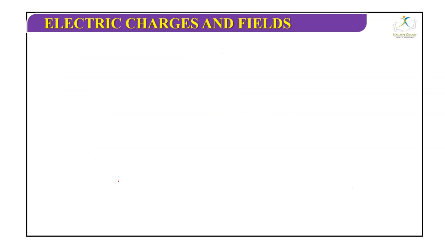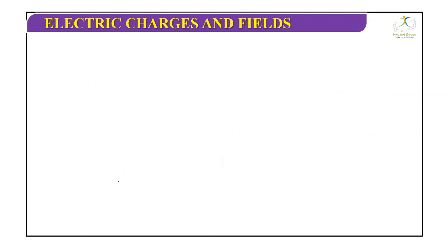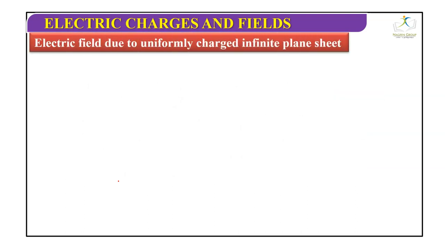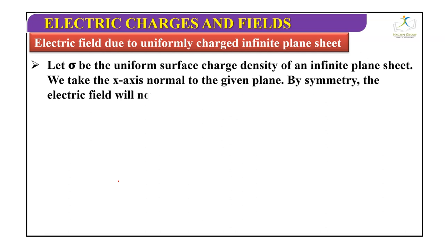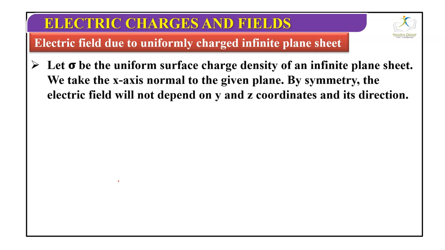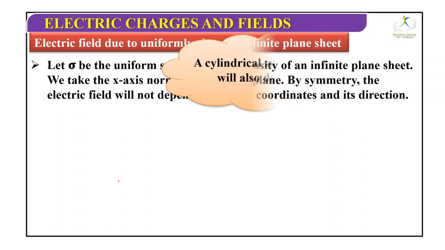So move ahead with this new topic: electric field due to a uniformly charged infinite plane sheet. Let sigma be the uniform surface charge density of the infinite plane sheet. We take the x-axis normal to the given plane. By symmetry, the electric field will not depend on the y and z coordinates. We can take the Gaussian surface to be a rectangular parallelepiped of cross-sectional area A, as shown in this diagram.